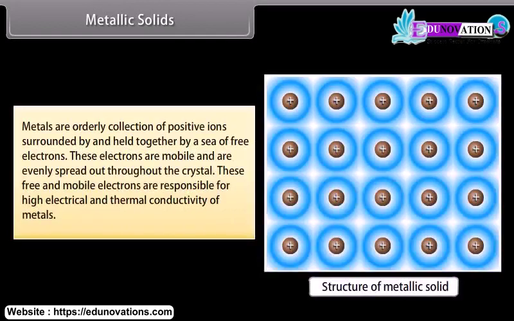Metallic solids. Metals are an orderly collection of positive ions surrounded by and held together by a sea of free electrons. These electrons are mobile and are evenly spread out throughout the crystal. These free and mobile electrons are responsible for the high electrical and thermal conductivity of metals.